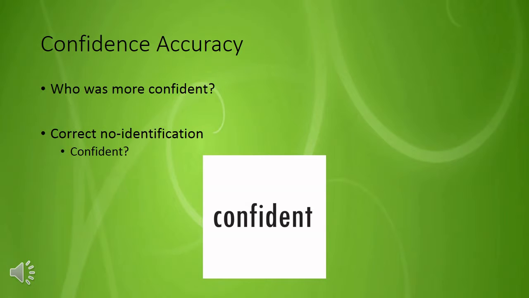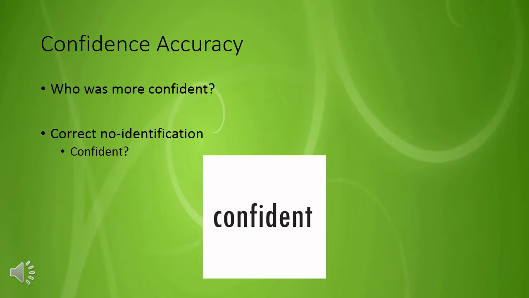For the confidence part of the experiment, eyewitnesses who identified the guilty party were slightly more confident than those who identified the innocent suspect. This resulted in a small, significant confidence accuracy correlation. Similarly, eyewitnesses making a correct no identification decision were slightly more confident than those making an incorrect no identification decision. Again, this resulted in a slight significant confidence accuracy correlation.